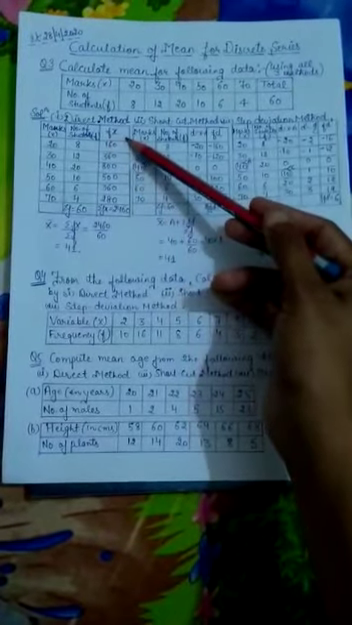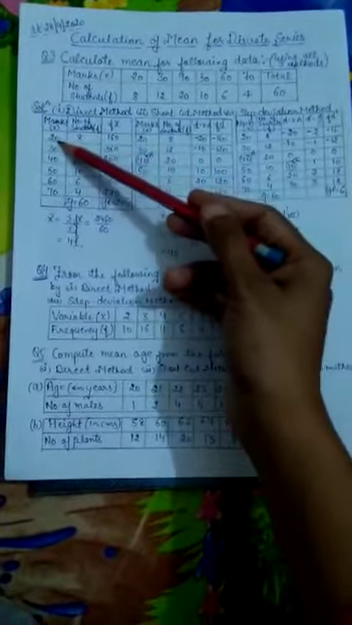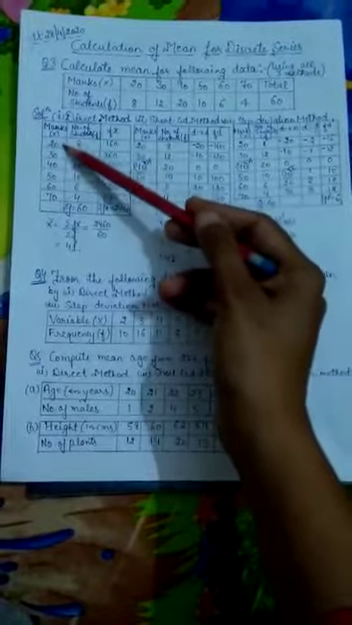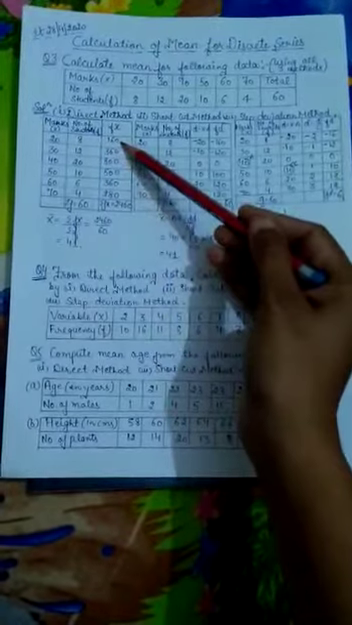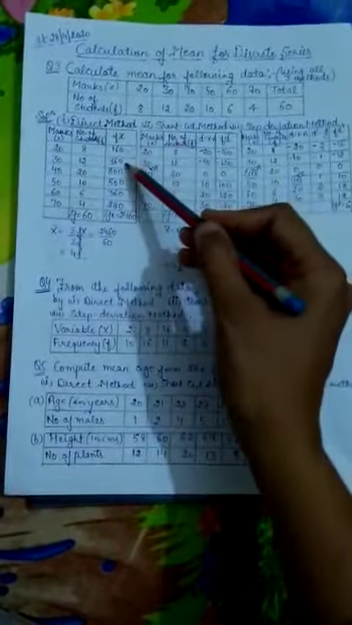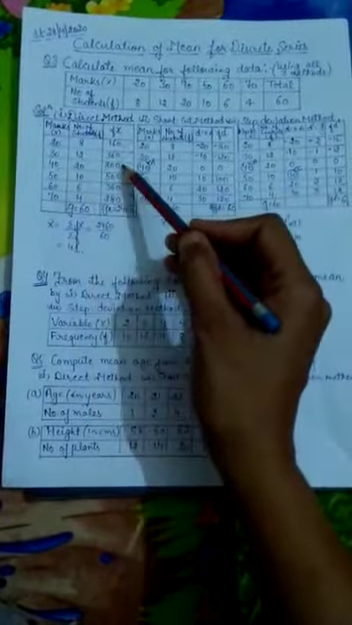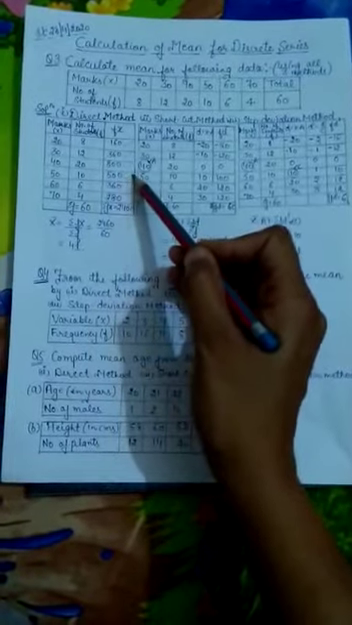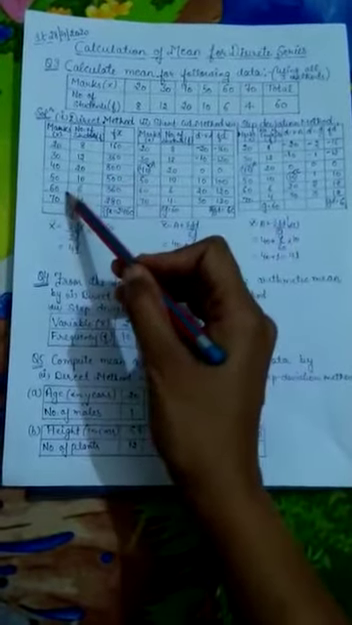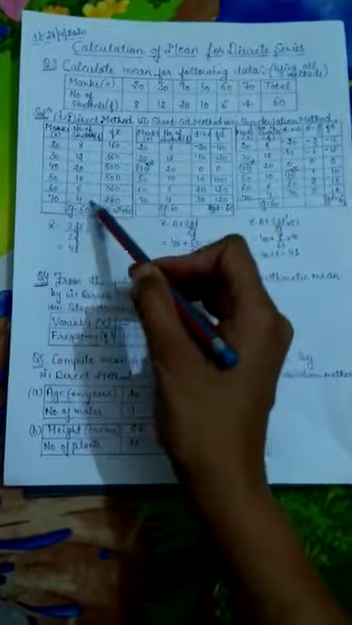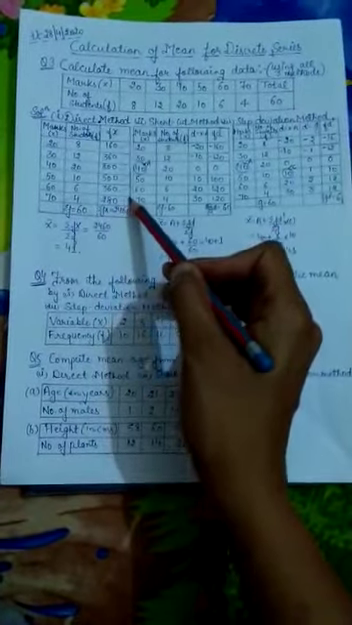Then this is fx. fx means f multiply x. This is your f, this is your x. You multiply: 20 multiply 8 will give you 160. 30 into 12 will give you 360. 40 into 20 will give you 800. 50 into 10 will give you 500. And then 60 into 6 will give you 360. 70 into 4 will give you 280.